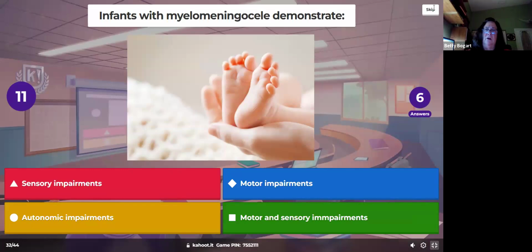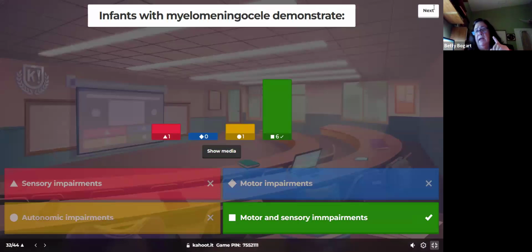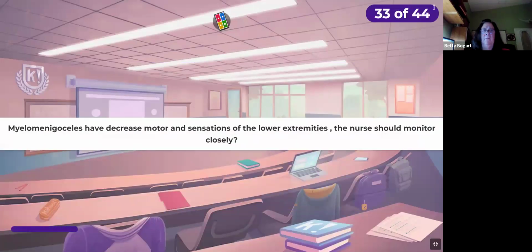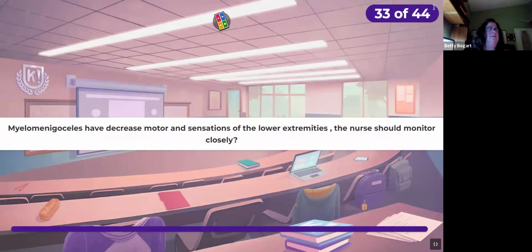Infants with myelomeningocele demonstrate what? Remember, their spinal cord and nerves have ripped up and come to the outside of the body. And it's going to be motor and sensory impairments. You've got to monitor urine and stool on these children. Myelomeningocele have decreased motor and sensations of the lower extremities. The nurse should monitor closely what?